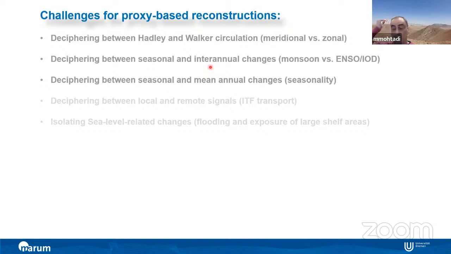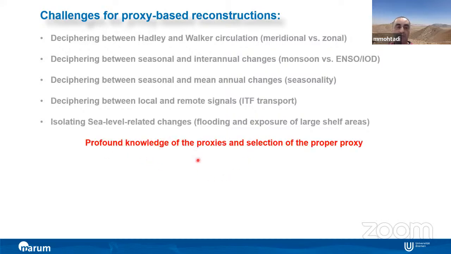But the disadvantage of the corals is that they are discontinuous and do not reach far back in time. So we have to deal with what we have at hand. And you have to be able to decipher between local and remote signals, what is really allochthonous and transported to the site, and what is basically autochthonous and from that site. And you have to be able to isolate sea level related changes, so the proximity to land, to the shoreline, from the climate-induced changes. They go mostly hand in hand, so it's not really easy to do that.